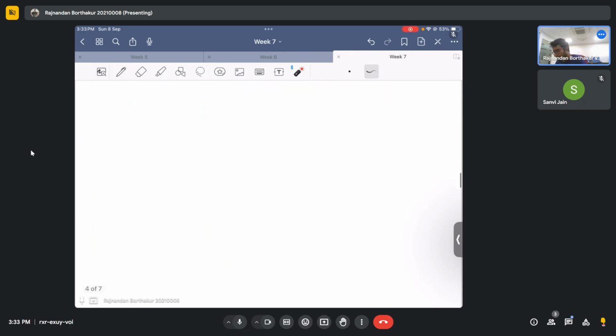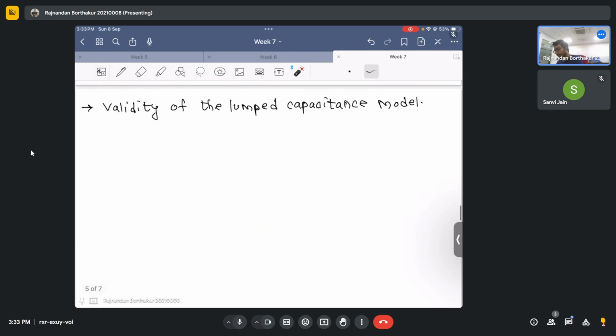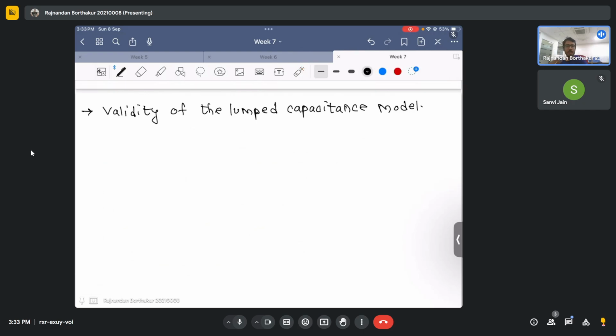Now, what we will do is see the most important thing, that is the validity of the lump capacitance model. Because I repeatedly say that only under certain assumptions can you use the lump capacitance model. The more general way of stating this assumption is that the conduction resistance inside the body is negligible with respect to the convection resistance at the interface. But that's a more qualitative way of saying it. When you are solving a particular problem, you must have a demarcation.